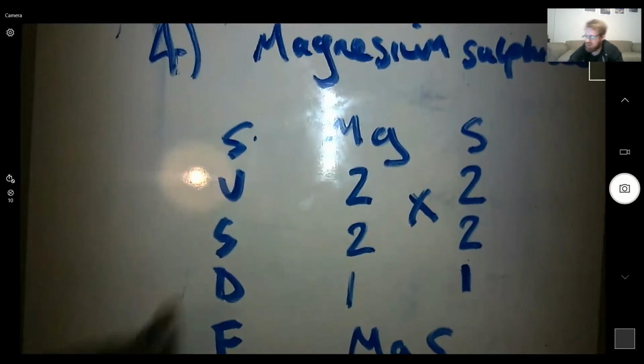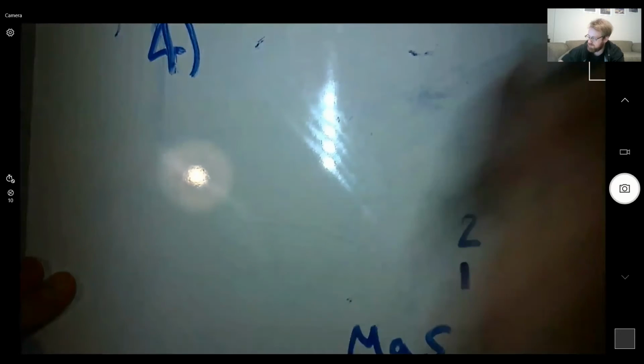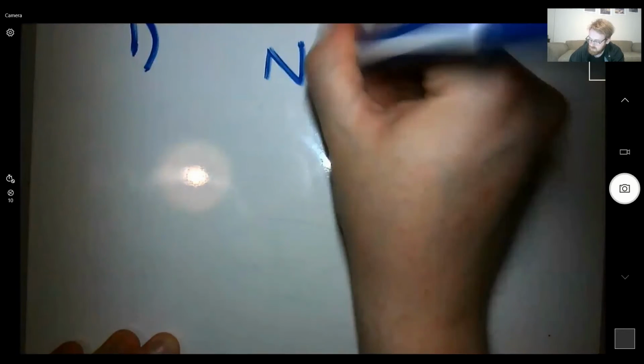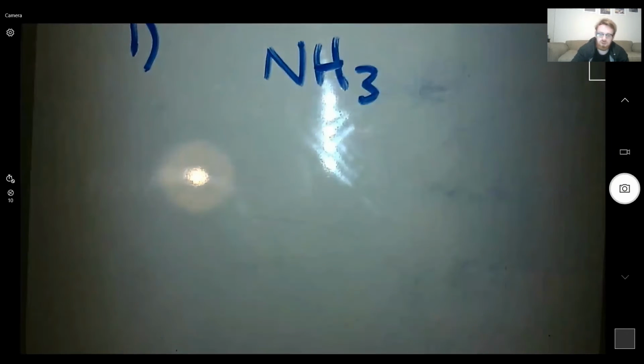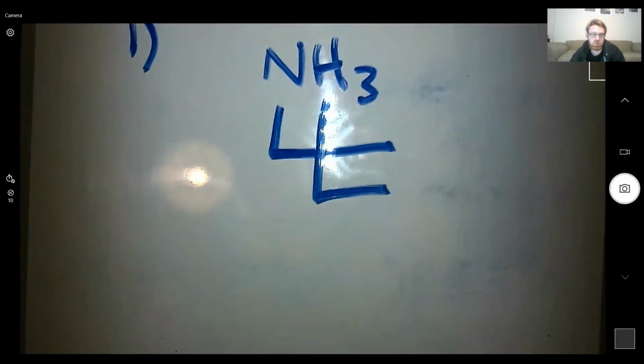Cool. Let's go on and look at the second part, which is to work out the gram formula mass. Okay, so NH3. I don't know how Mrs. Smith does it. I like doing it this way because it just looks really nice.